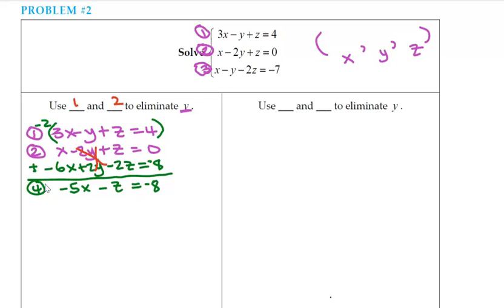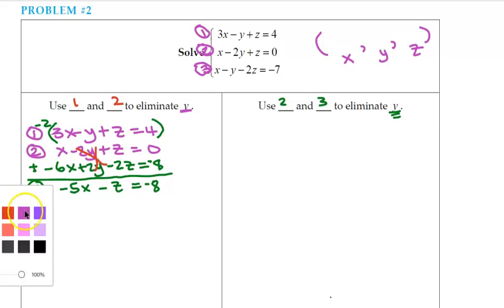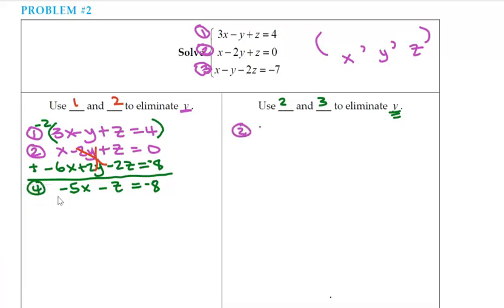Now I want to go back to the original three and choose two other equations, and again I've got to eliminate y the second time. So maybe this time I'm going to use equation 2 and equation 3. So let's look at those and try to eliminate there. I have x minus 2y plus z equals 0. And then equation 3, x minus y minus 2z equals negative 7.